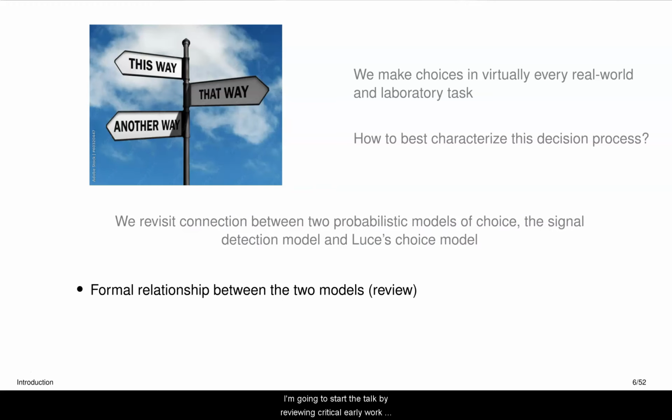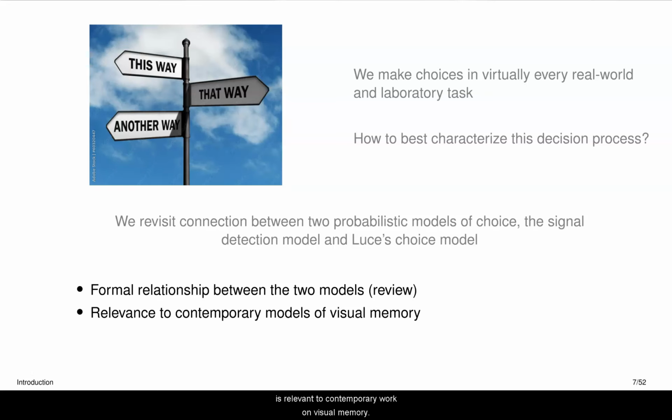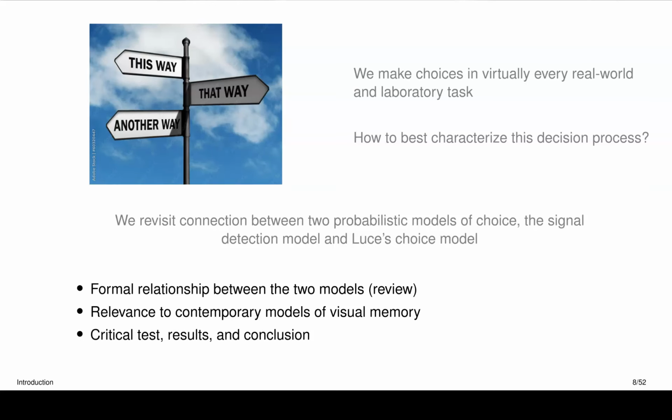I'm going to start the talk by reviewing critical early work on the relationship between these two models. Then I'll discuss how a comparison of these models is relevant to contemporary work in visual memory. And finally, I'll describe a critical test that we use to discriminate between these two models in the visual memory domain and what we found.